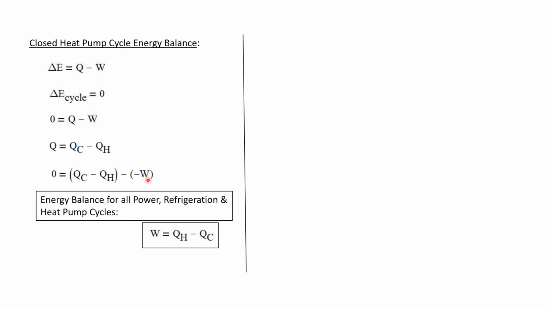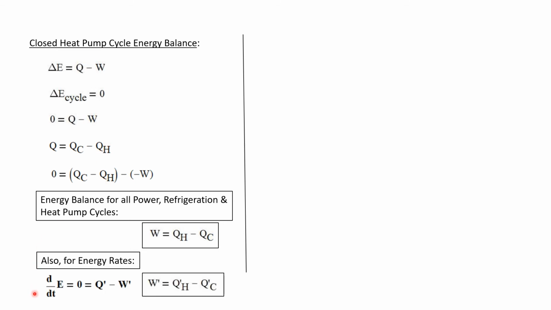And again, we have to be careful of signs. Because work is delivering energy into the system, it is a negative term. So here we subtract a negative W. Now I can rearrange this, and I get W as QH minus QC. This is the third time we've derived this equation. We derived this for a power cycle. We derived the same equation for a refrigeration cycle, and now we're deriving it for a heat pump cycle.